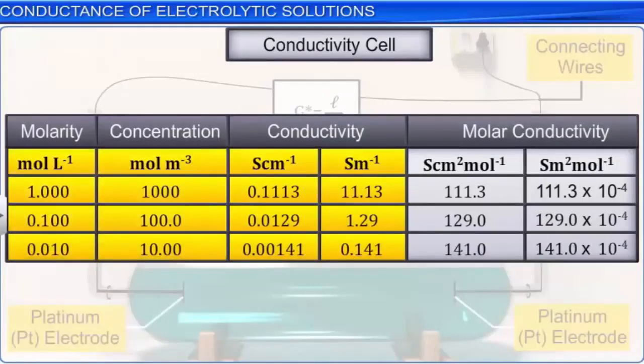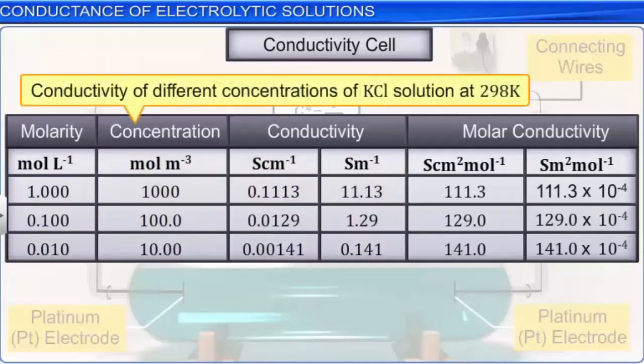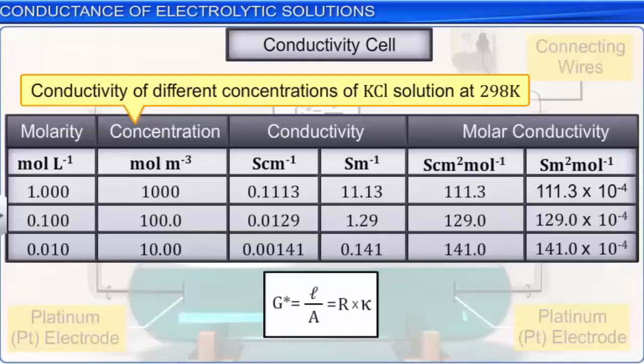and temperatures. The table here shows the conductivity of different concentrations of potassium chloride solution at 298 Kelvin. The cell constant, G star, is equal to resistance into conductivity of the solution. Once we know the cell constant, we can use it to measure the resistance or conductivity of any solution.